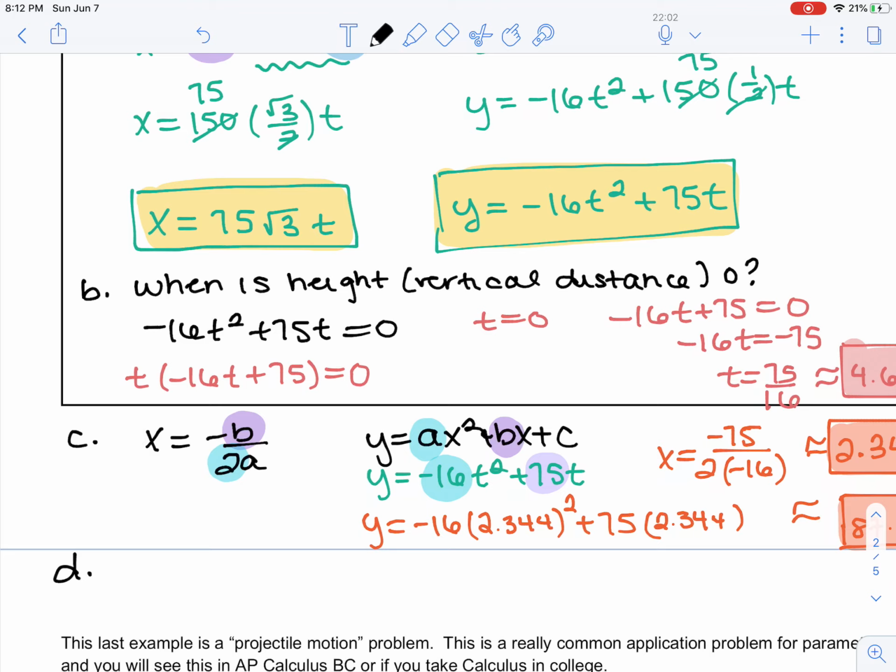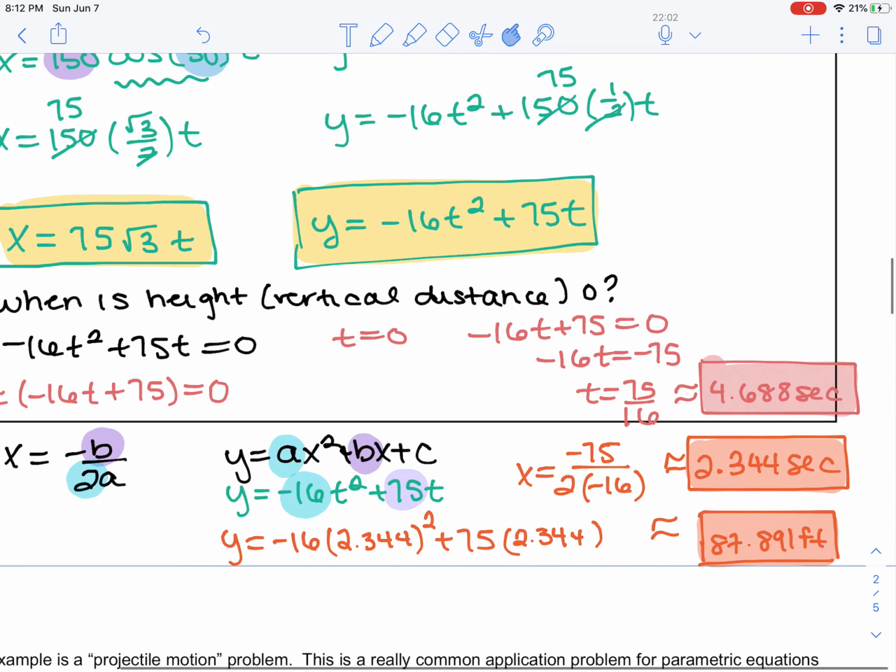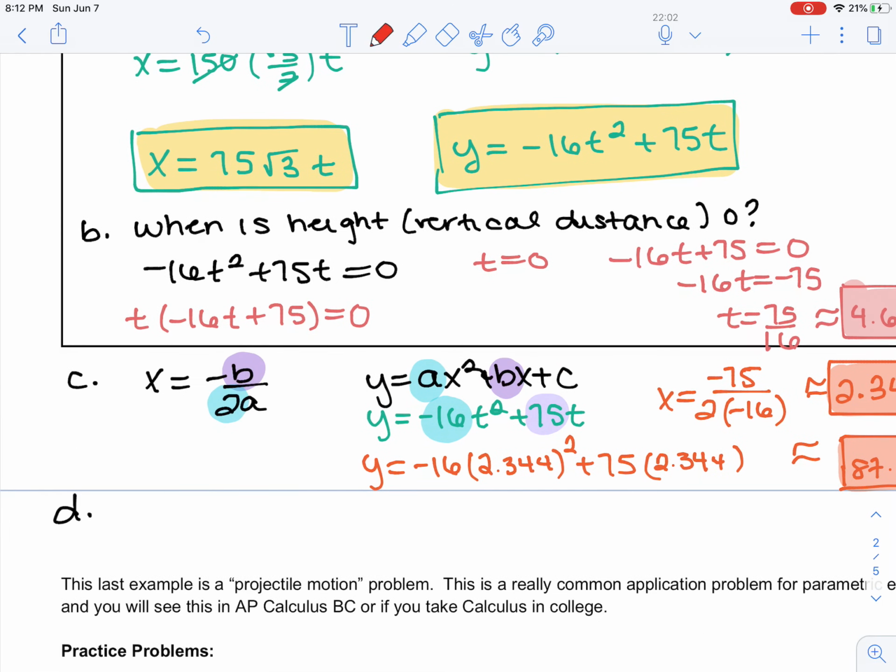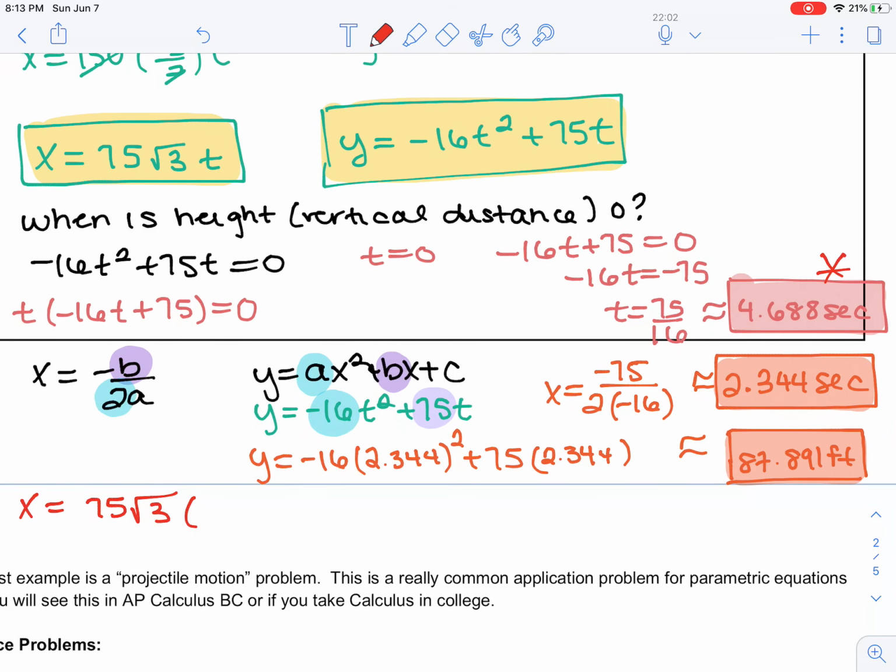We already know from part B that the golf ball lands on the ground at, let's see, what was it? That was 4.688 seconds. So we're going to utilize this value here to help us figure out how many feet it traveled away from its starting point in that amount of time. So we can plug that value, that 4.688 seconds, into our horizontal distance equation. So in solving part D, we'll take our horizontal equation and substitute in the amount of time it takes until our golf ball hits the ground again.